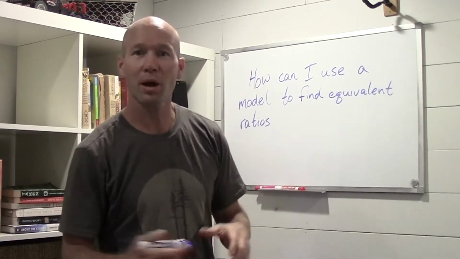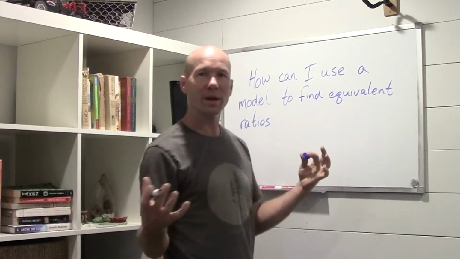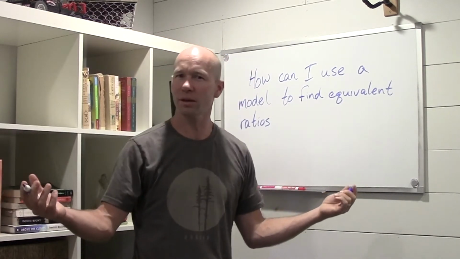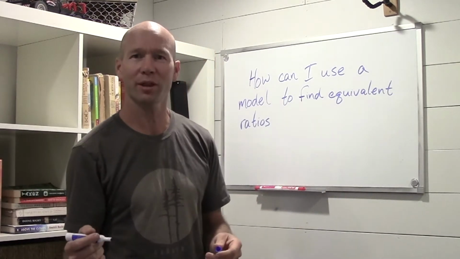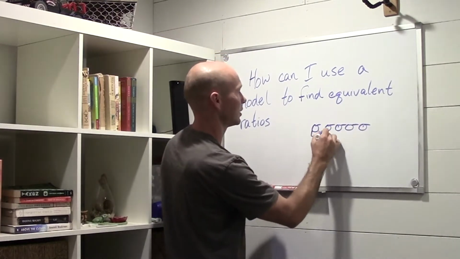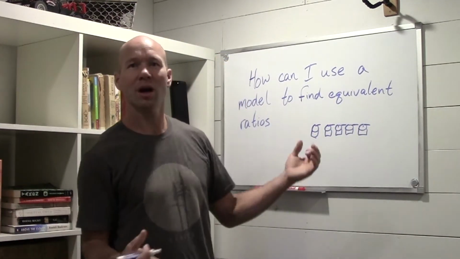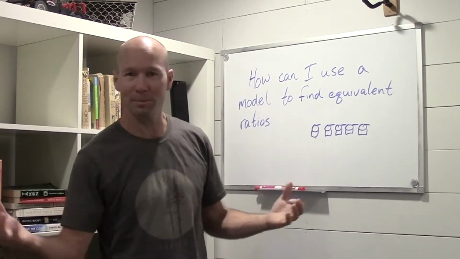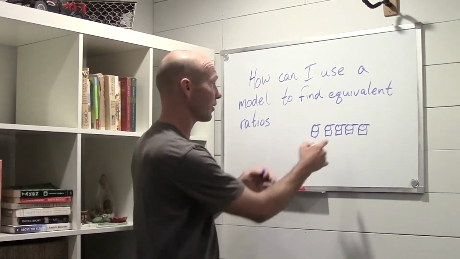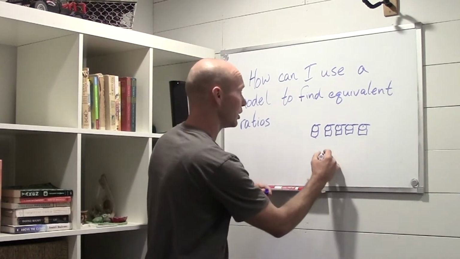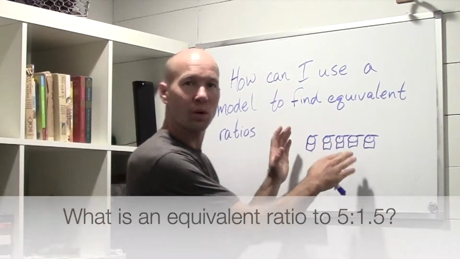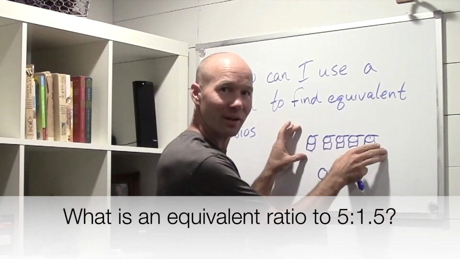Well, in our problem right now, we have 5 cups of white flour. Well, how can we use a model to show 5 cups of white flour? You know, we can just draw it out. So now we've got 5 cups of white flour. Not the best cup measure, but you get the picture there. What are we comparing that to? We're working with yeast. So we have 5 cups of white flour for every 1.5 tablespoons of yeast. What is an equivalent ratio to 5 to 1.5?